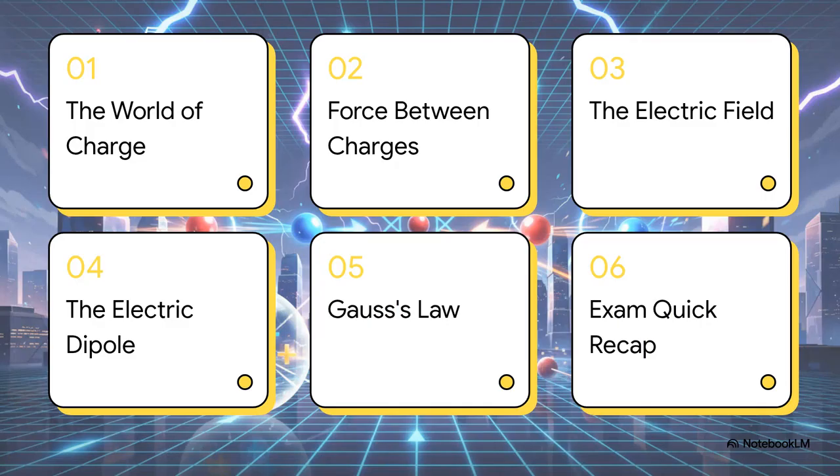Okay, so here's the game plan. We're going to start with the basics, what is charge? Then we'll get into how they push and pull on each other with forces. After that, we'll explore this amazing idea of the electric field, which is how they do that without touching. We'll check out a special case called a dipole, and then I'll show you a super useful shortcut called Gauss's law. And of course, we'll finish up with a super fast recap of everything you need to know.